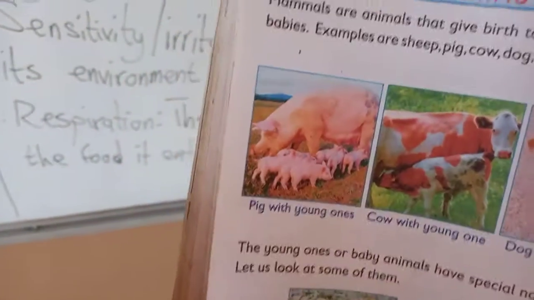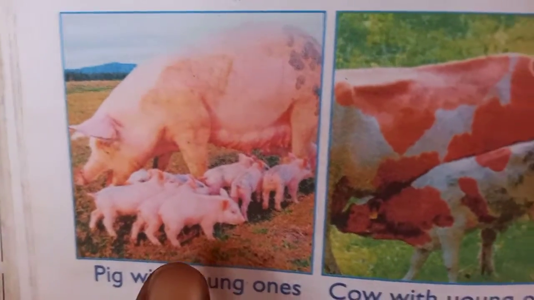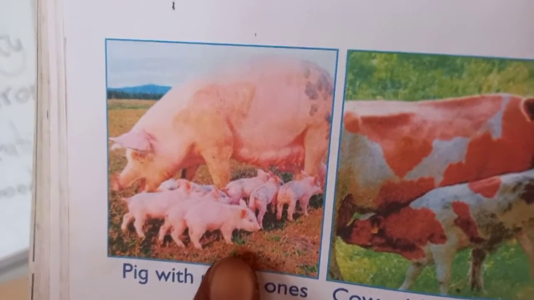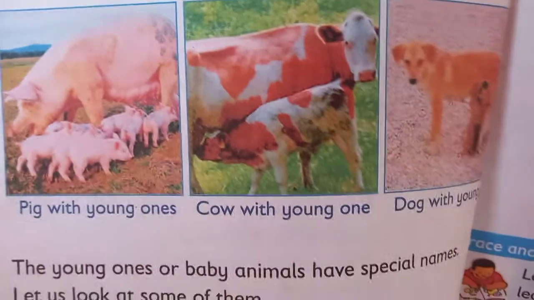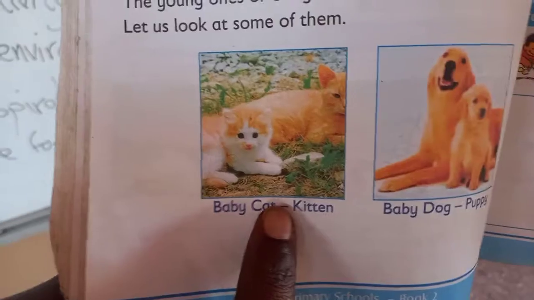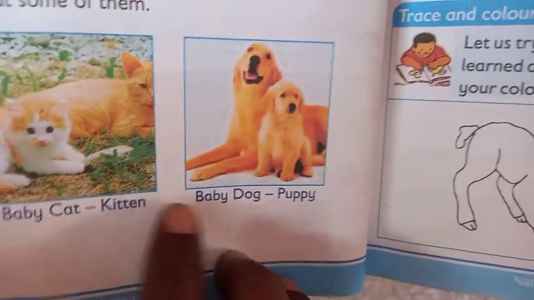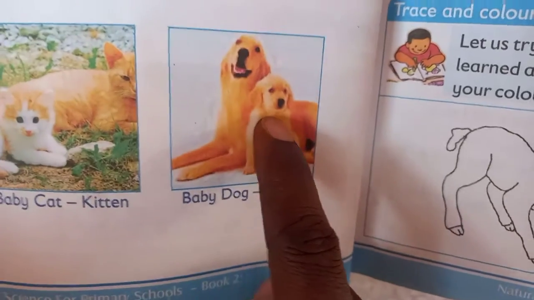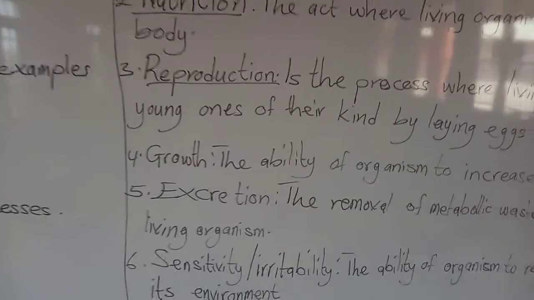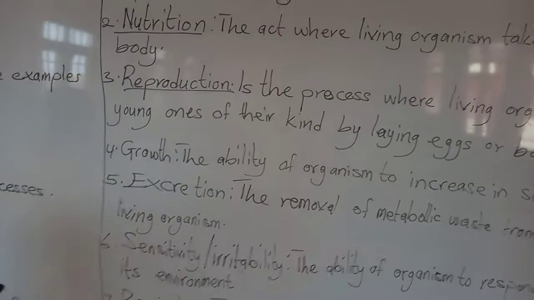Then look at this. These don't lay eggs, but they give birth to their young ones. They give birth to their babies. So they are producing. That's what we call reproduction. Look at the pussycat, the kitten. Look at the dog, the puppy, the small one. That is what we call reproduction. Good.